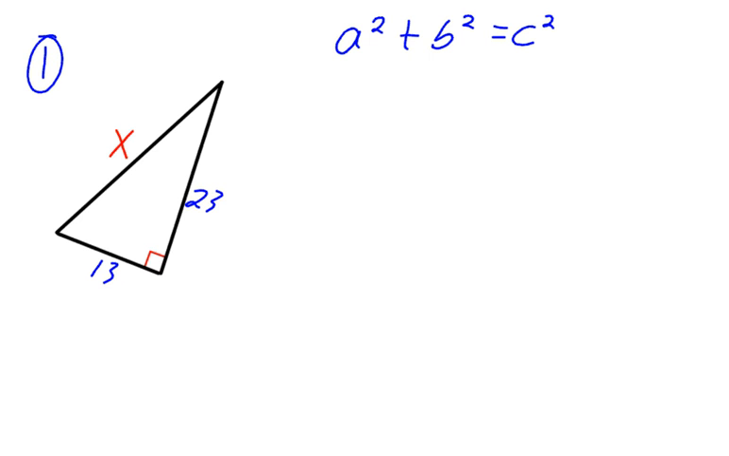Now, a and b, if you remember, it doesn't matter which is which, but one thing that I recommended was always making your a your smallest leg, your smallest side. So in this case, since 13 is my smallest leg, I'm going to put it first. So I get 13 squared. I also know my other leg is 23, so that's my b. And then the side that I'm looking for is the hypotenuse, or c.